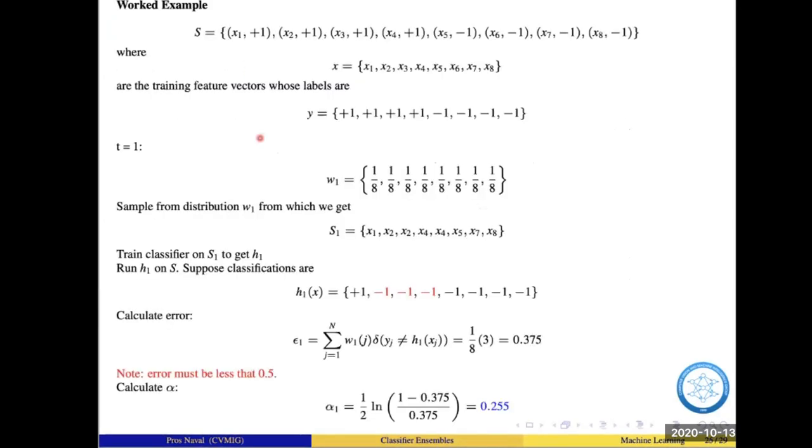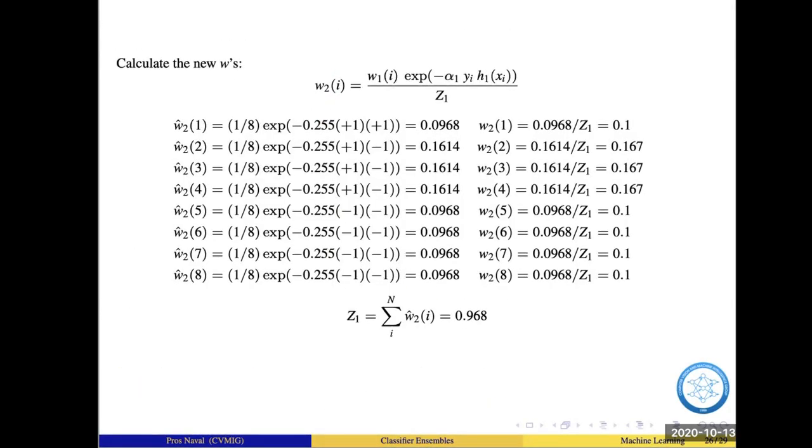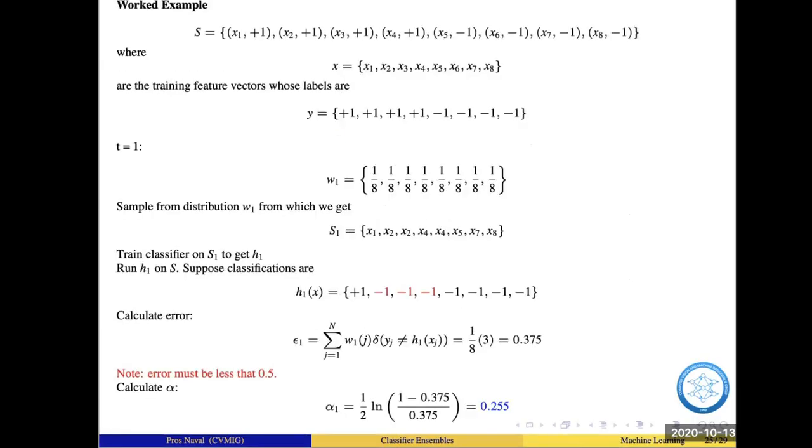What's minus alpha 1? Alpha 1 is 0.255. So this is alpha 1 times yi h1. For the first sample, that's correct, right? 1 and 1 is correct. So there's error only on the second, third, and fourth, right? And on the fifth, sixth, seventh, and eighth, they're all correct as well.